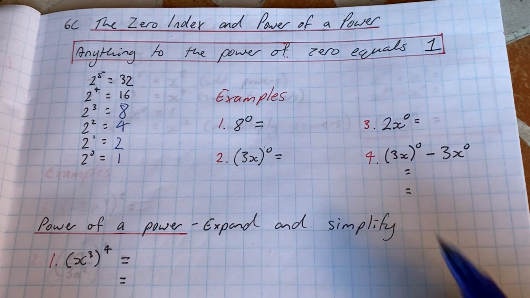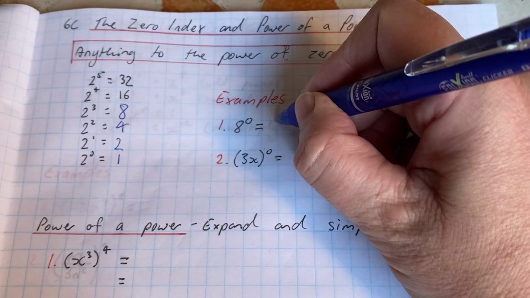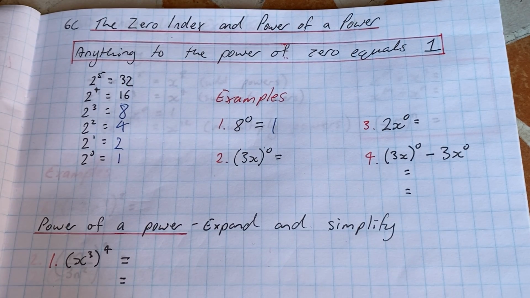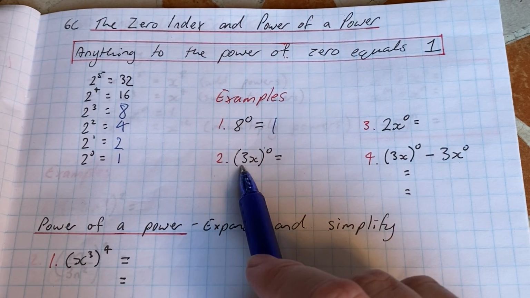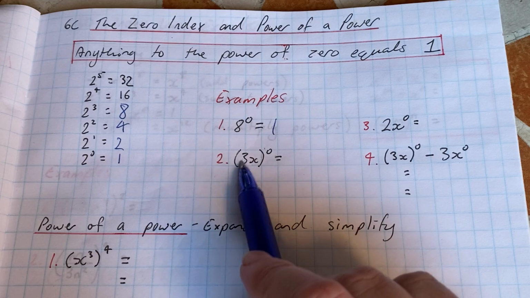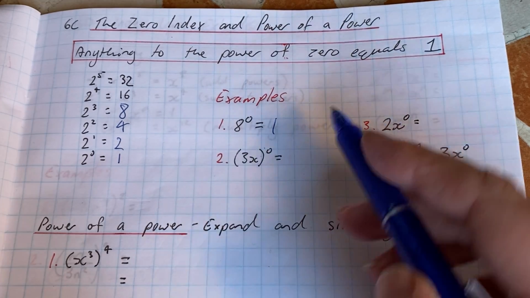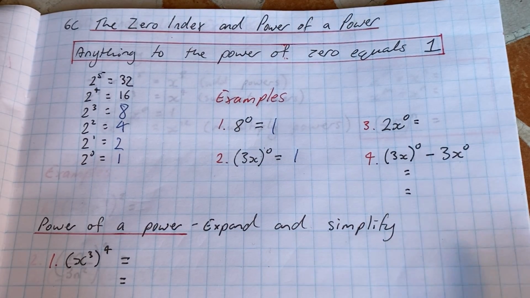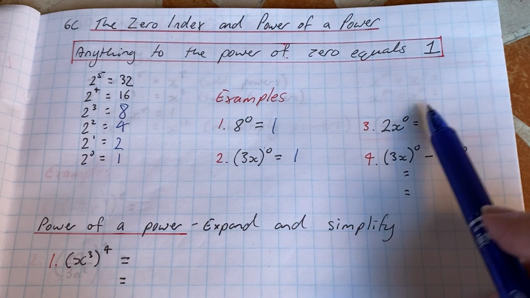So let's look at some examples here. 8 to the power of 0 equals 1. Anything to the power of 0 equals 1. (3x)^0, it does not matter what is inside these brackets, it's all to the power of 0, so that equals 1.